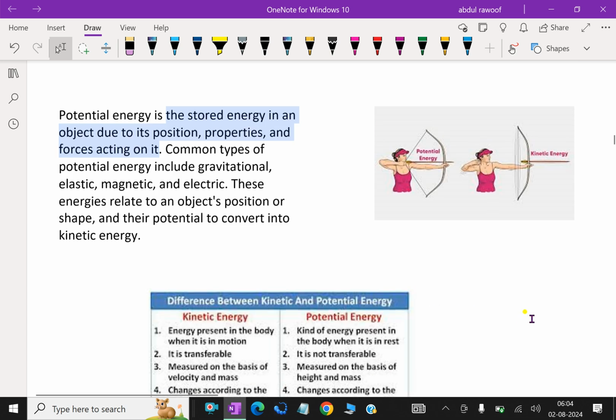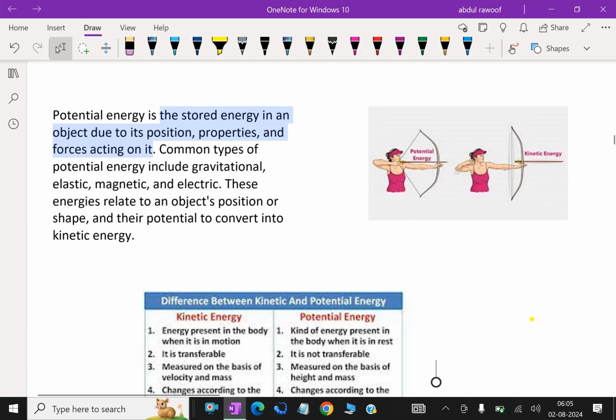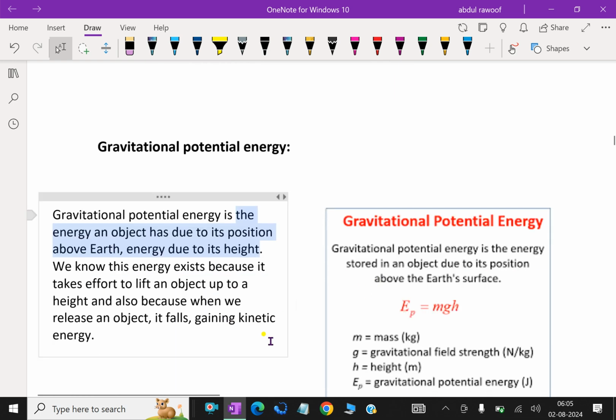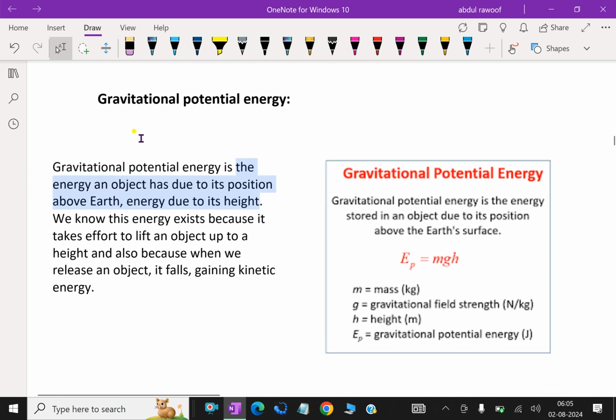Now, this potential energy U is equal to mgh, mass into gravity into height. Next, what is the classification in potential energies? Gravitational potential energy. Gravitational potential energy is the energy an object has due to its position above Earth, energy due to its height. We know that gravitational potential energy is mgh, where m is mass, g is gravitation, and h is height.